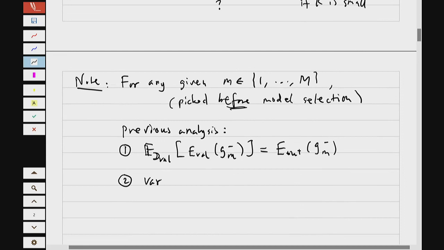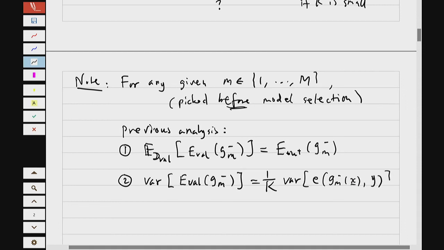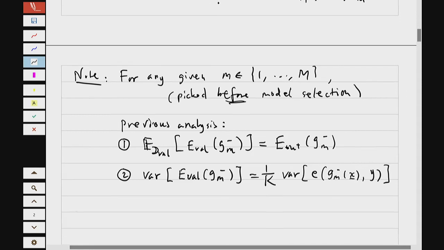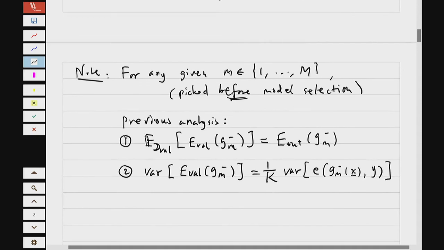And also the variance goes to 0 if you have enough validation data points. That's because the variance equals the average of the variance of the per sample error. Again, this is nothing new. We have already shown this last time. So this is a consistent estimate. We have unbiased and consistent.